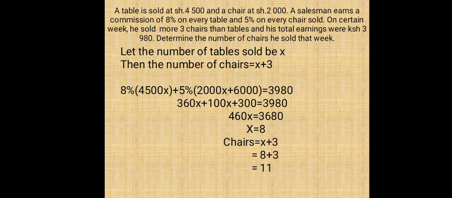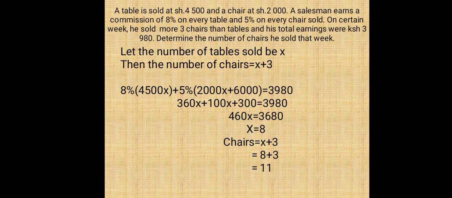A table is sold at 4,500 and a chair at 2,000 shillings. A salesman earns a commission of 8% on every table and 5% on every chair sold. In a certain week, he sold 3 chairs more than tables, and his total earnings were 39,800 shillings. Determine the number of chairs he sold that week.